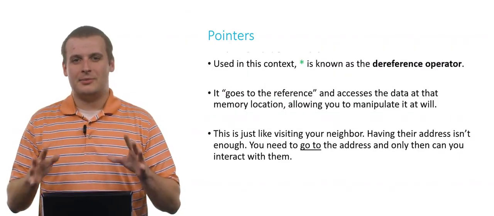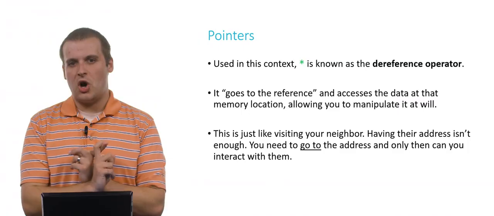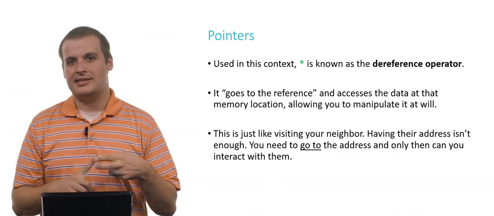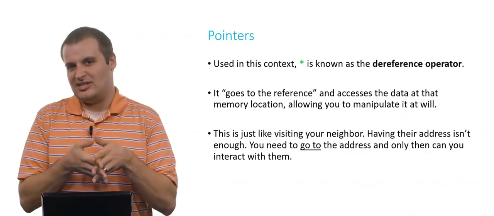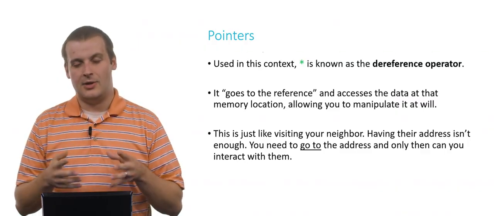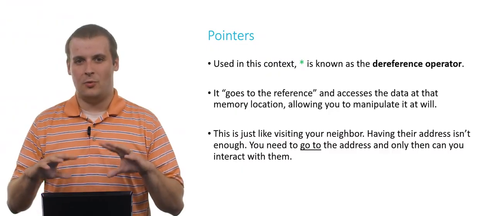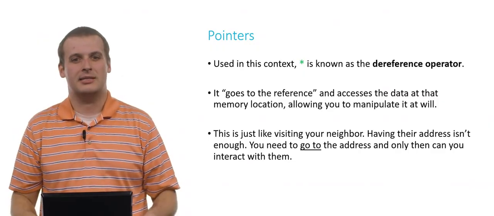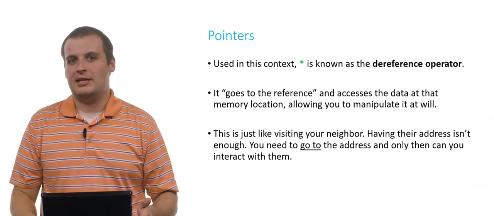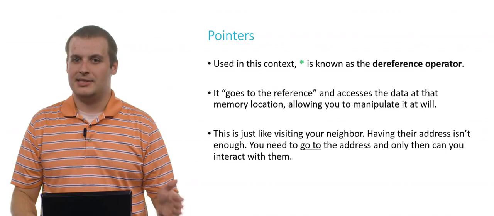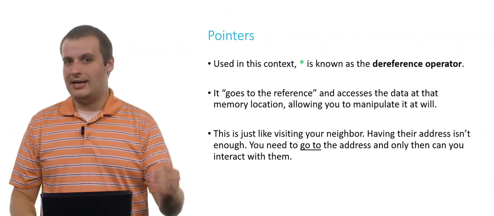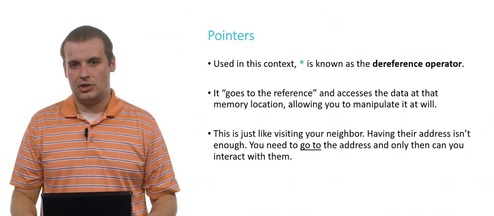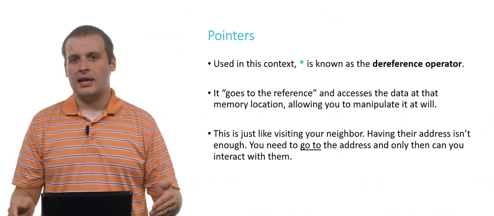So here we go again with some weird C stuff. We've seen star previously as being part of the data type, and now it's being used in a slightly different context to access the data at a location. I know it's a little confusing, and that's part of why pointers have this mythology around them of being so complex. It's kind of a syntax problem, honestly. But star is used in both contexts, both as part of the type name, and we'll see something else a little later too, and right now as the dereference operator. So it goes to the reference. It accesses the data at the location of the pointer and allows you to manipulate it at will.